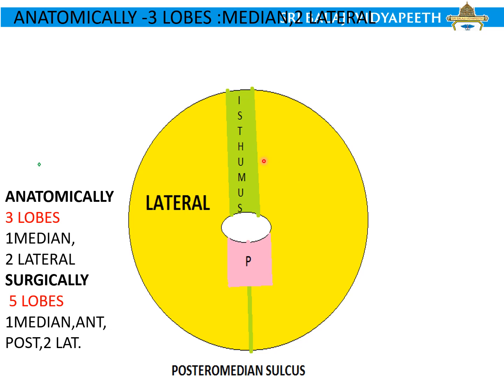The two lateral lobes anteriorly are connected by an isthmus. This isthmus actually contains glandular tissue only in infants. So in infants they make up the anterior lobe. Later it is replaced by just fibrous tissue.